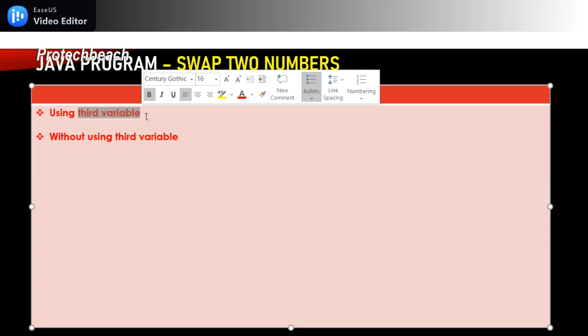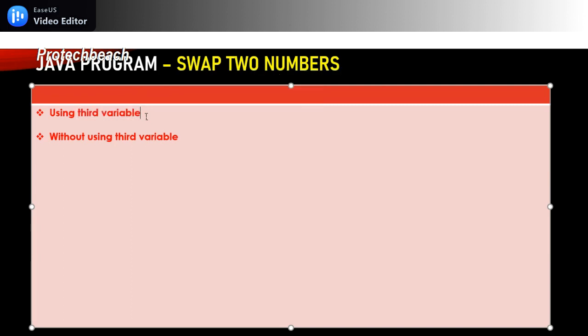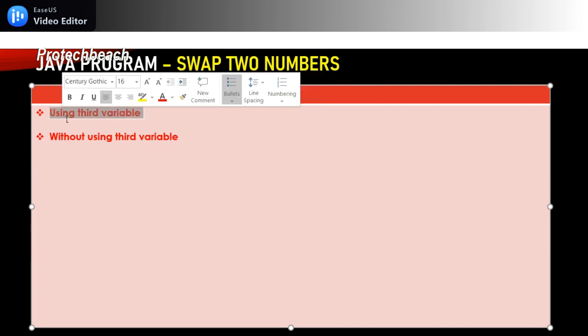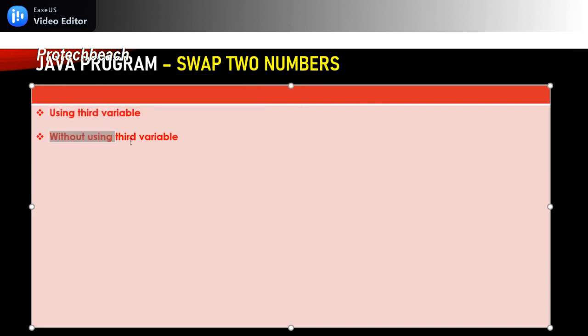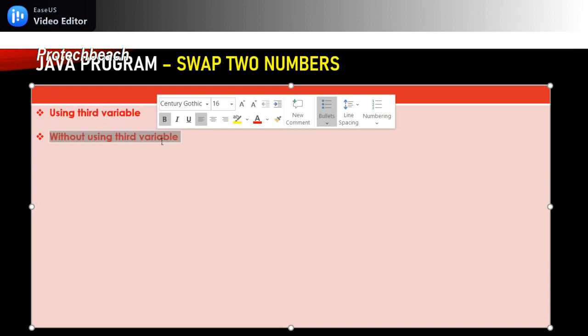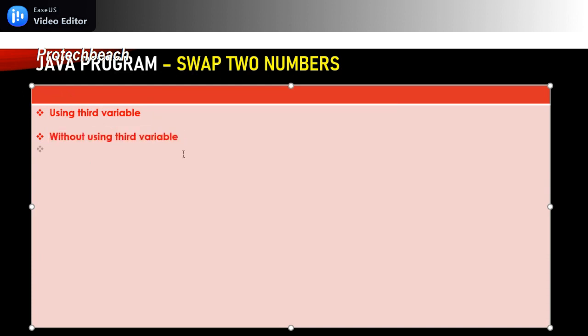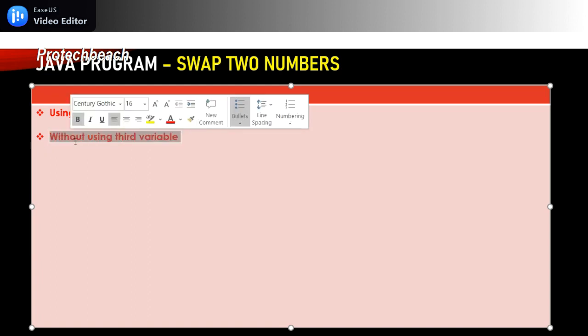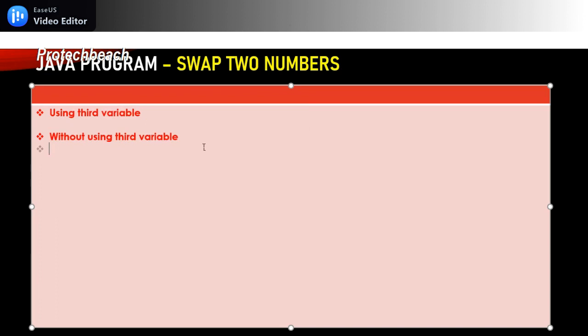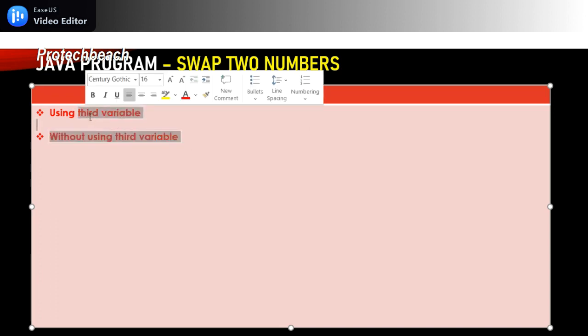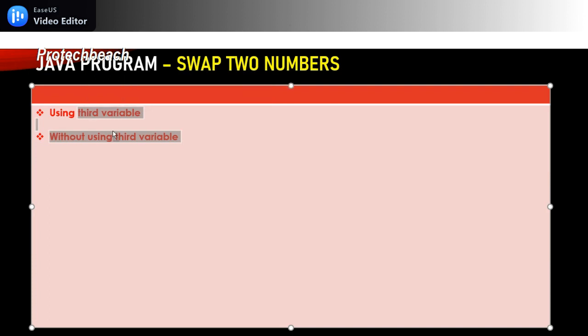And usually in the interview they ask like this: if you use the third variable, or temporary variable, that is very easy and straightforward. There is no logic to be used here. But in case of without using a third variable, a small logic we need to implement. So that's why in the interview most of the time they ask the second way of swapping the two numbers. So be aware of these two ways so that it will be easy for you to get through the interview. Okay, now first we'll see how to do it using the third variable.